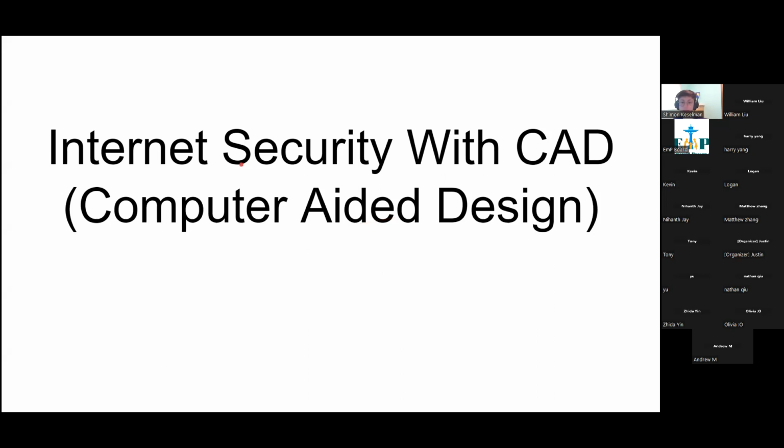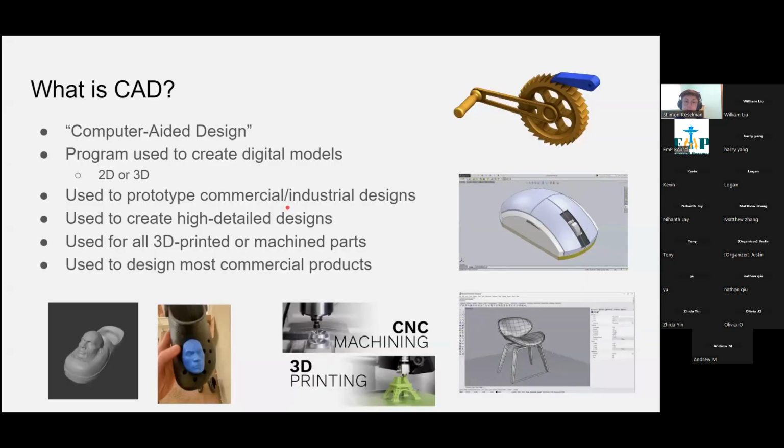Yep. Cool. So today I'm going to be walking you through a quick tutorial about how we can apply CAD, which is computer-aided design, to internet security. So first of all, some of you might not know, what is CAD? CAD is a way to design things in 3D on computers. Almost everything in the modern world has been designed in CAD, since it's an easy way to visualize how things will fit together before someone actually builds it.